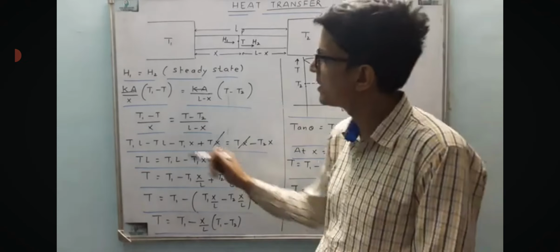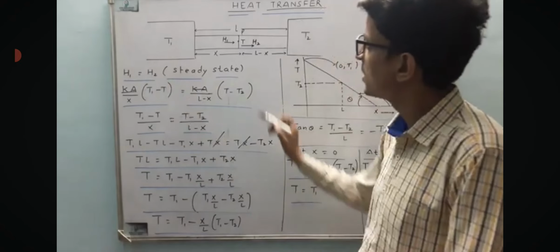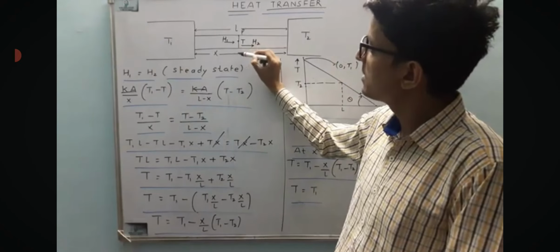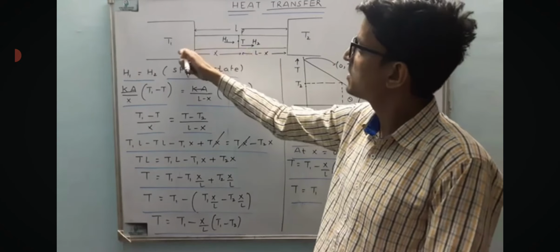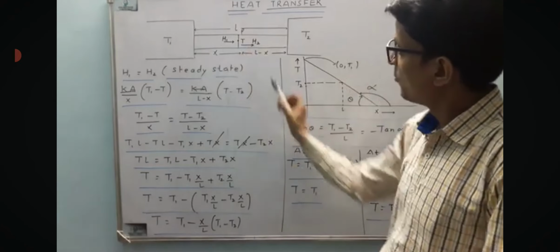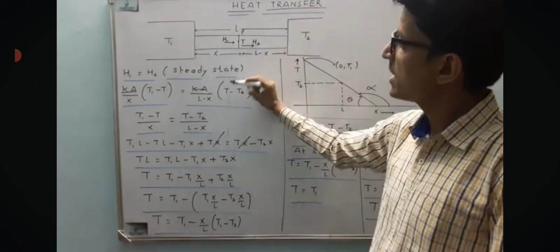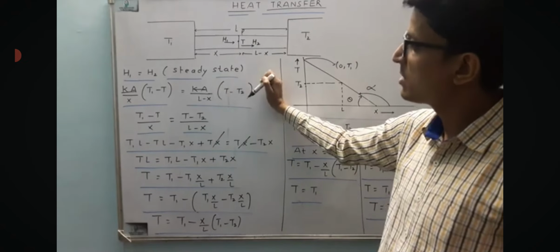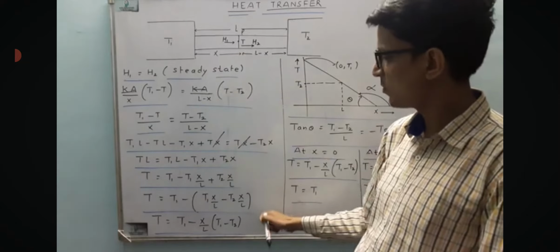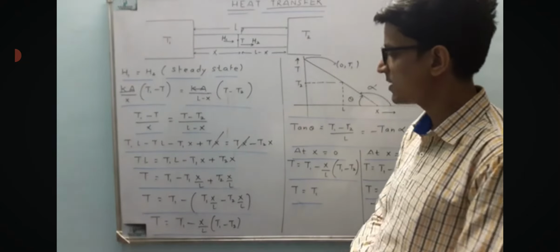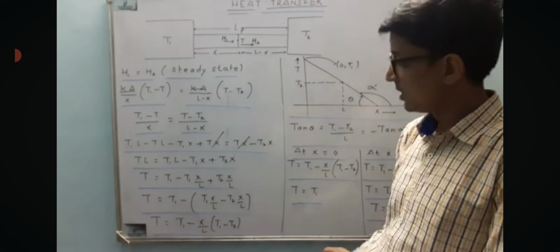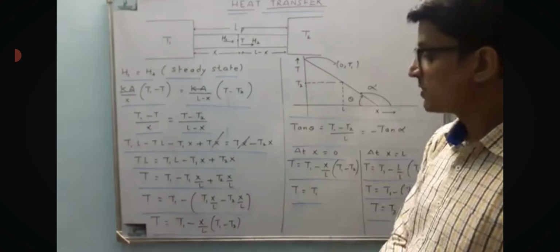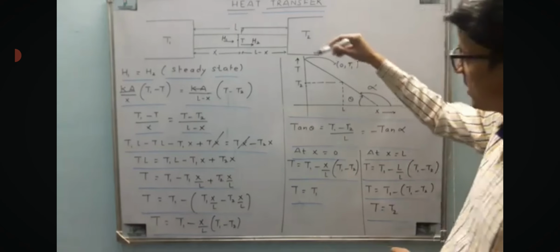We know the expression of it is K A times (T1 minus T2) upon length. So here it is K A upon the length X, and the difference of temperature is T1 minus T. For this other section, we can write it as K A by (L minus X) into (T minus T2). After all the calculations, the result is T is equal to T1 minus (X by L) times (T1 minus T2). So this is a straight line curve with positive intercept and negative slope. So the graph will be like that.